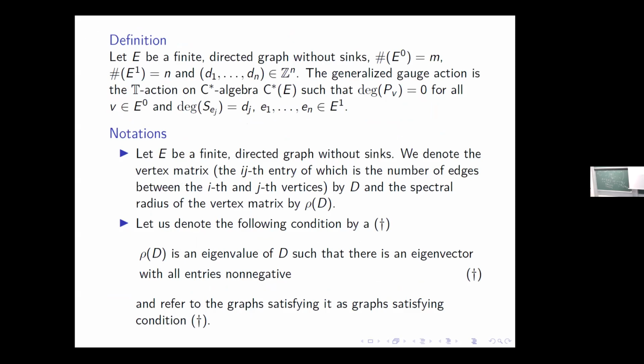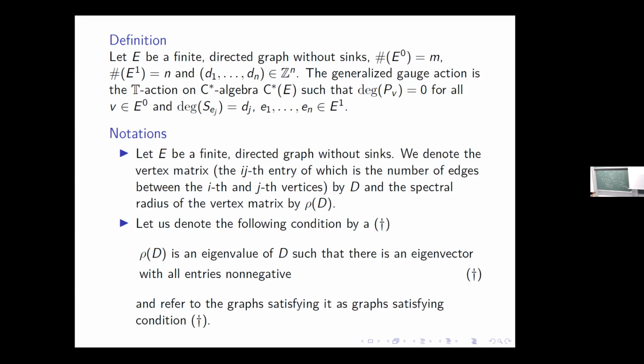Since it is finite, the number of vertices is finite, which is m. The number of edges is also finite, which is n. And I take an n-tuple of integers d1 through dn. The generalized gauge action is the T action on the system algebra that again gives P_V homogeneous degree 0 for all vertices V, but the partial isometry indexed by the edge E_J gets homogeneous degree d_J, where E1 through En is the entirety of edges of E.